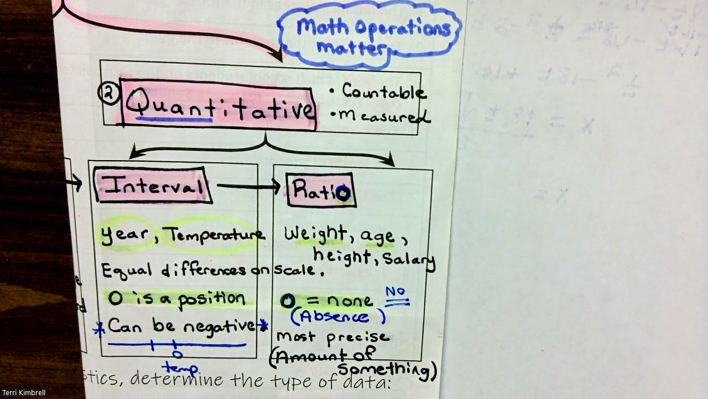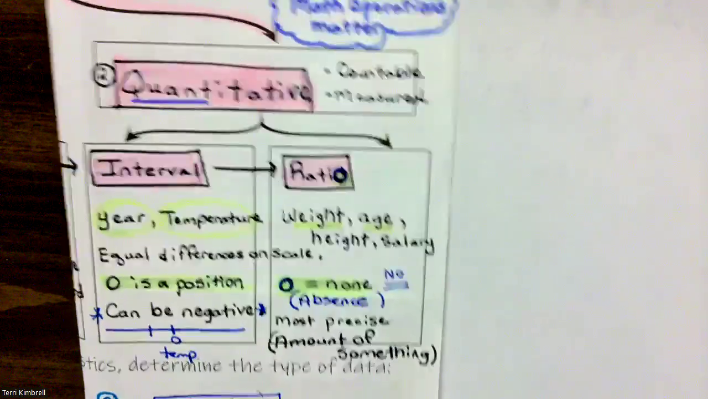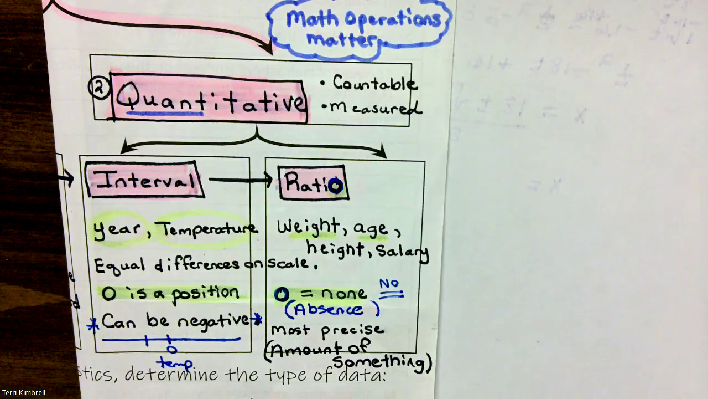So with the quantitative that can be counted or measured, it is broken down to interval or ratio. Interval deals with things like years, temperature, equal differences on a scale. So when you're thinking about that, 0 is just a position. These numbers can be negative, like with our temperatures that go below freezing. So these numbers are able to have negative values. 0 is a position. Just because it's 0 degrees doesn't mean that there's not a temperature.